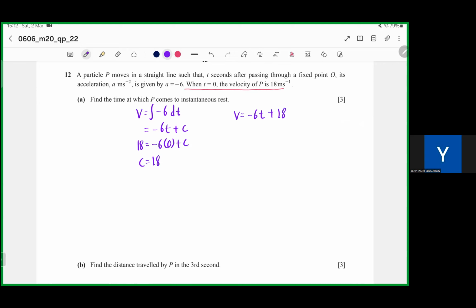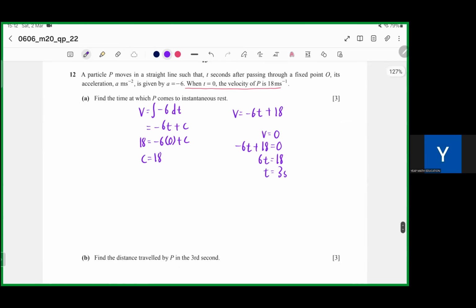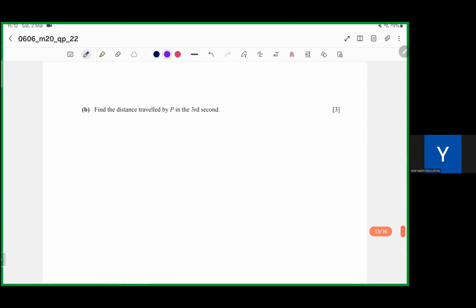The question asks for instantaneous rest, which means v becomes 0. So -6t plus 18 equals 0. So we get 6t equals 18, so t equals 3 seconds. It means at 3 seconds the particle is at instantaneous rest.